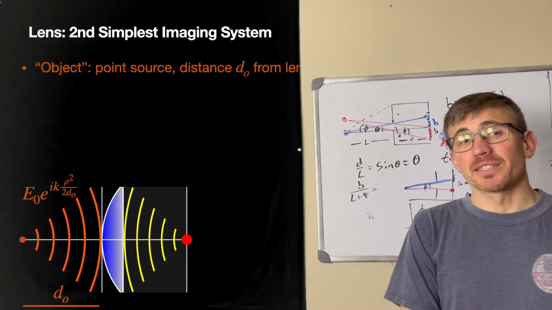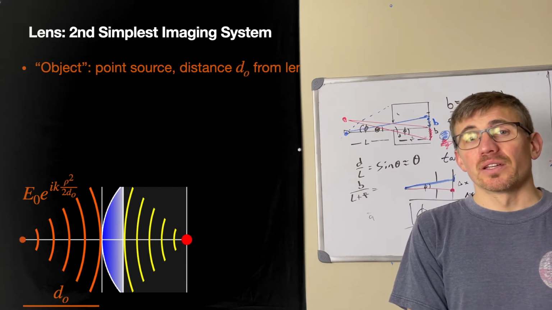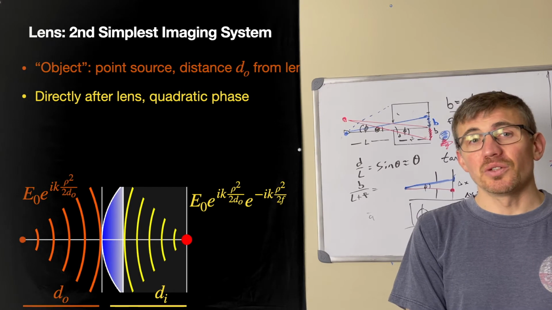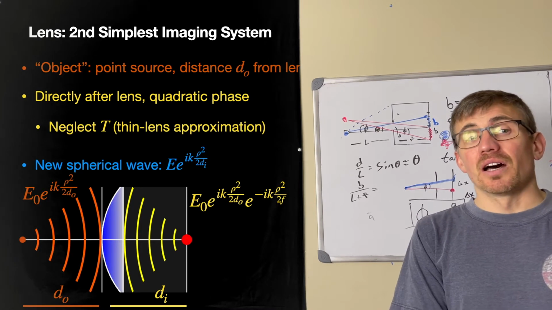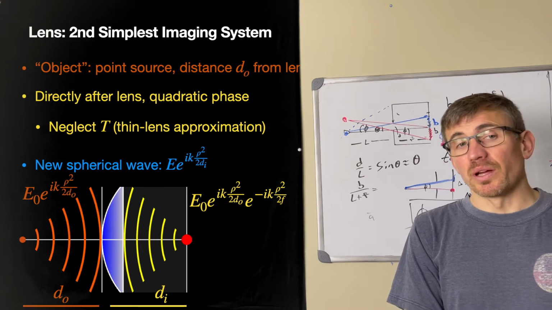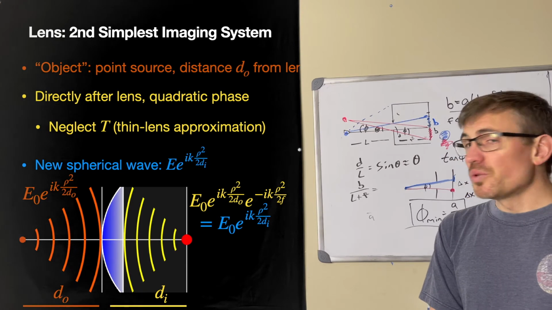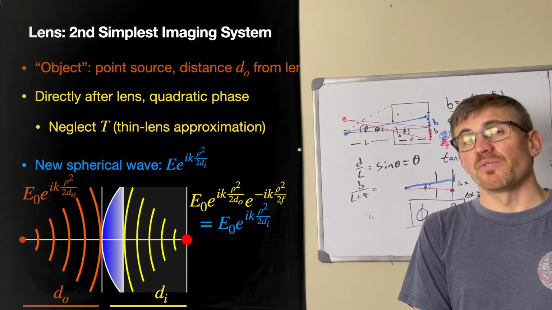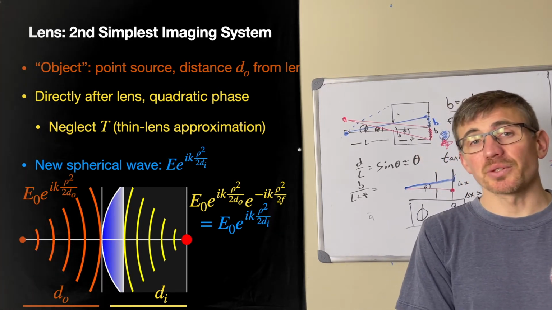And if we have a point that's a distance DO, object distance away, and we look DI behind the lens, this quadratic phase due to the lens, and we're going to neglect the lens's thickness for now, leads to a new spherical wave that it converges to. So really, we have a point source that the field is converging to. And this is exactly what we had for an image. Okay, so a lens already does this.